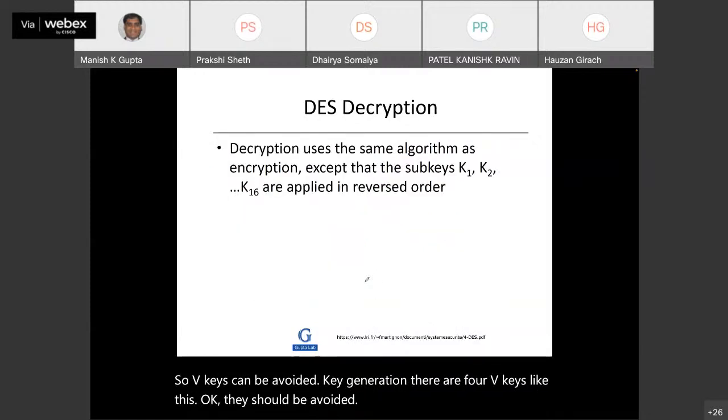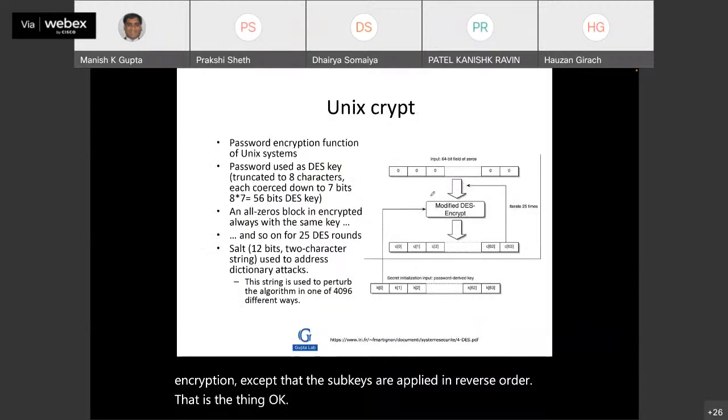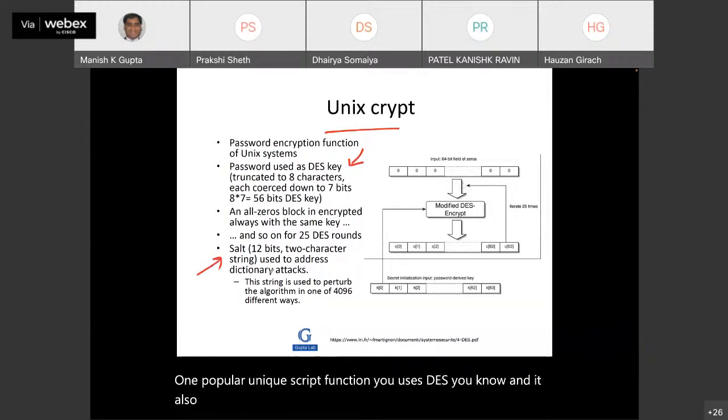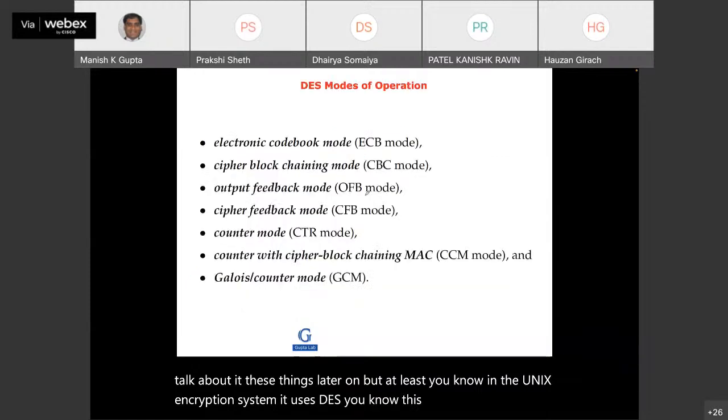So how do you decrypt it? Decryption uses the same algorithm as encryption, except that the subkeys are applied in reverse order. That is the thing. One popular Unix crypt function uses DES, and it also uses a salt function to avoid dictionary attack. We can talk about these things later on, but at least the Unix encryption system uses DES. This was used quite a lot.